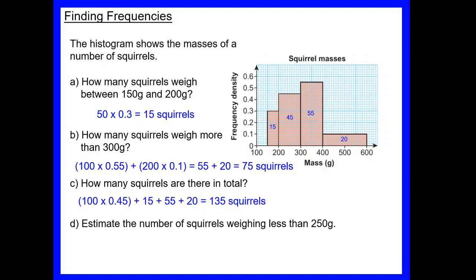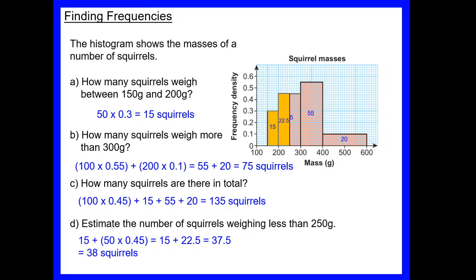Part D, estimate the number of squirrels weighing less than 250 grams. So again, we're going to find 250. Now 250 is in the middle of this bar. So I'm going to draw a line up from 250, and then I need the area of these two. So I know the area of this first bar. I now need to find the area of my new bar here. So we know it stopped here at 250, so it must be 50 wide by 0.45 high. And we add that to our 15. So 22.5 plus 15 is 37.5.